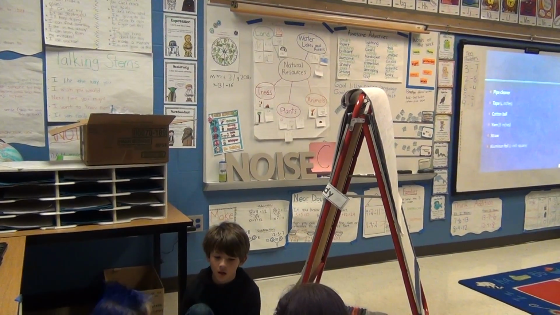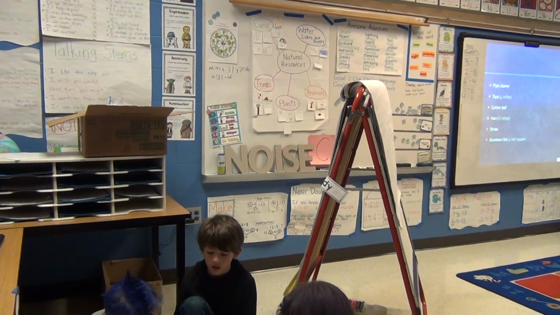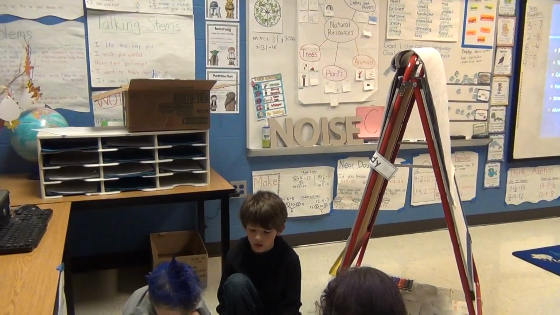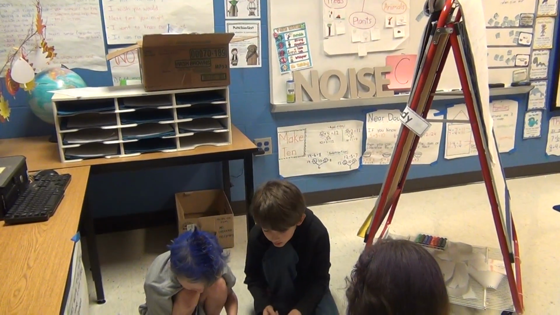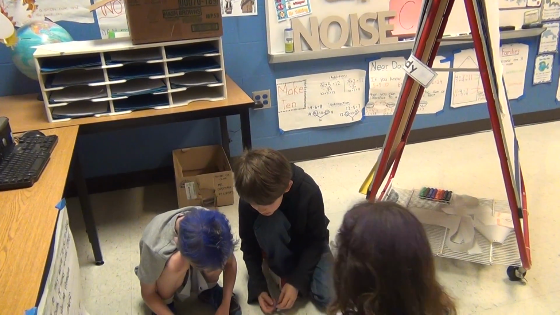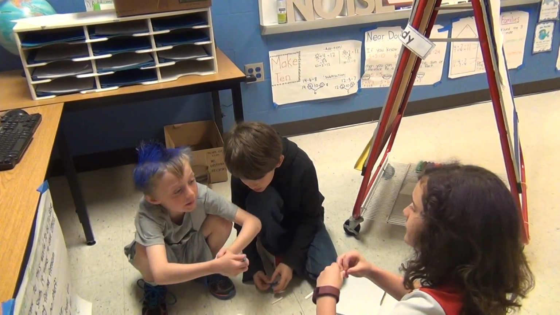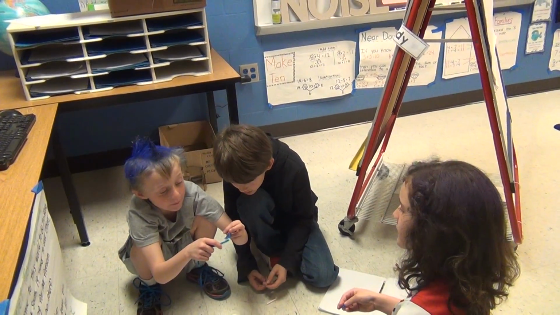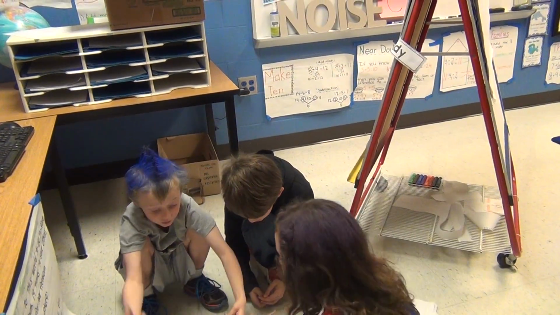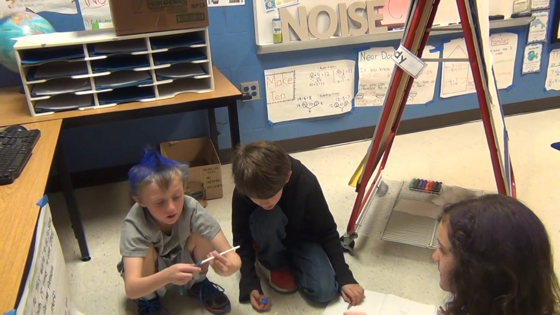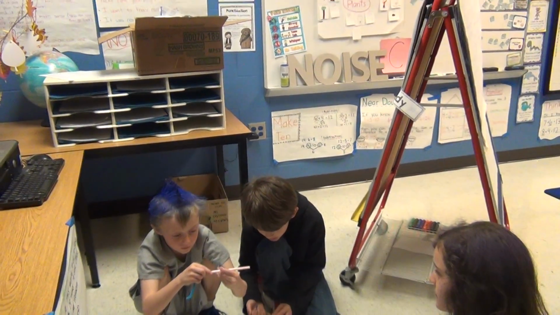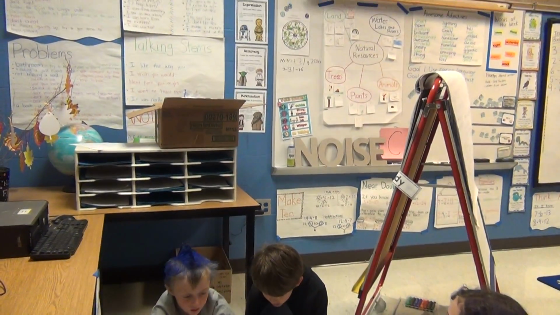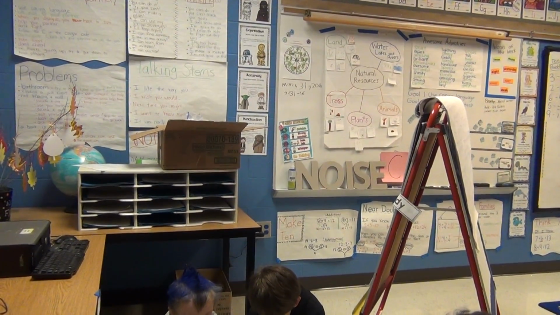Here, let me see the other piece of tape. So, we got one. We need to wrap it around the pipe. No, we need to wrap it around the pipe cleaner. And it goes inside the straw. So look. Okay, yeah, like that. Look, pipe cleaner in the straw.